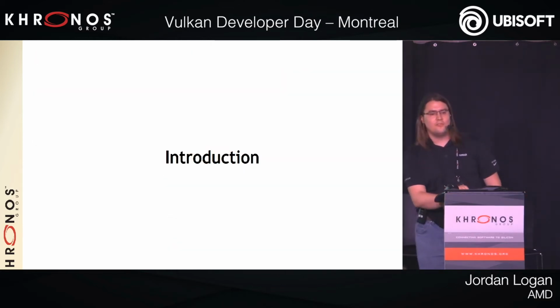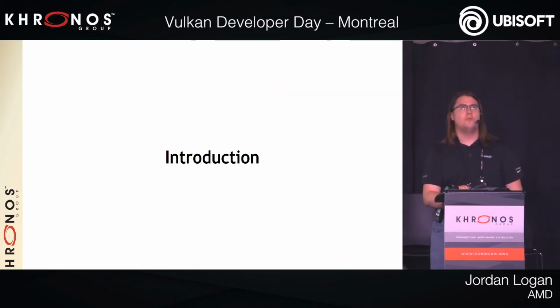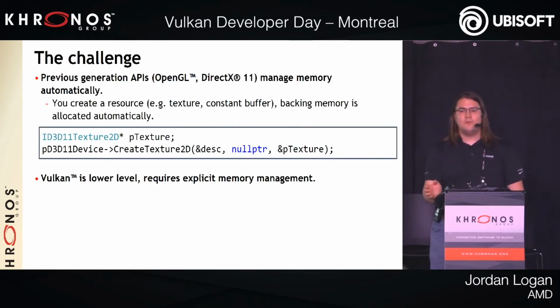So a real quick introduction to what the current issue is you'll run into with Vulkan. With previous APIs, just a little history here, all you had to do to get memory on the GPU is call create resource with a description of the resource, and the driver handles all the work for you. But in Vulkan, we've moved that up to the application, since we're a much lower level API, so you have to manage the memory on your own.